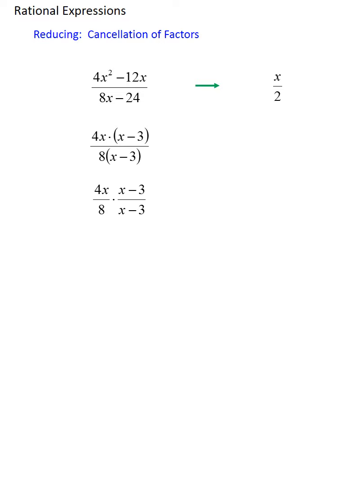up into two fractions. Now, look at the x minus 3 over x minus 3. Using the fact that anything divided by itself is 1, and the additional fact that anything times 1 is itself, I've now reduced this all the way to 4x over 8.